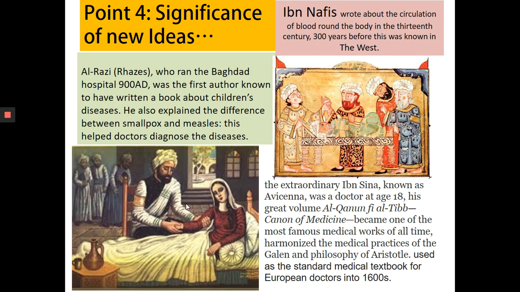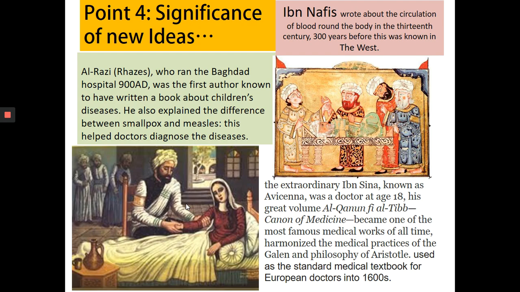Point 4. The significance of new ideas. Al-Razi, or Razes, who ran the Baghdad hospital in around 900 AD, was the first author known to have written a book about children's diseases. He also explained the difference between smallpox and measles. This helped doctors diagnose the diseases. And top right, Ibn Nafis wrote about the circulation of blood around the body in the 13th century, about 300 years before this was known in the West.